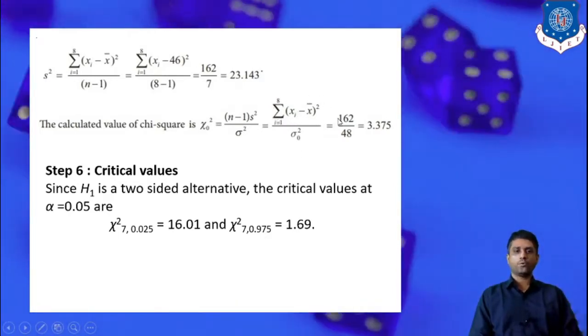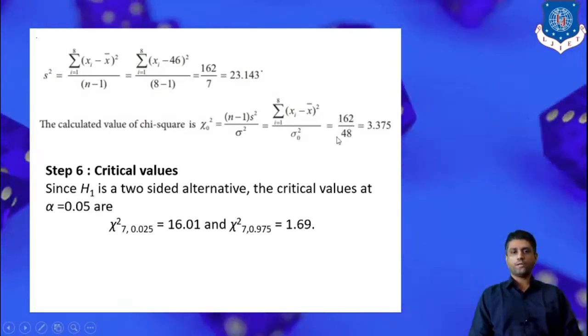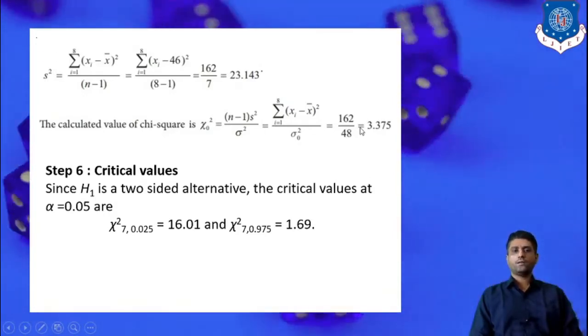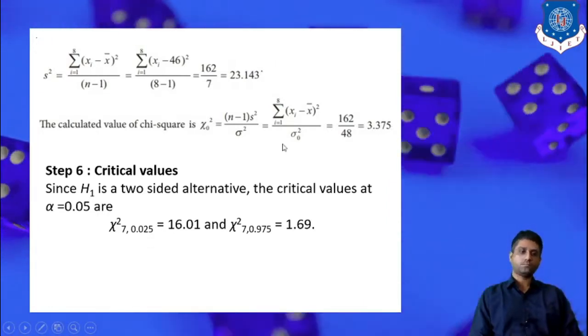But this value we have calculated is 162. Sigma naught square we also have to calculate is 48. So by simplifying this, we get the observed chi-square value as 3.375.